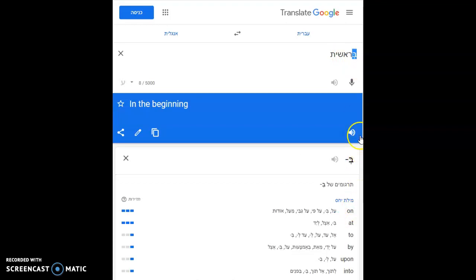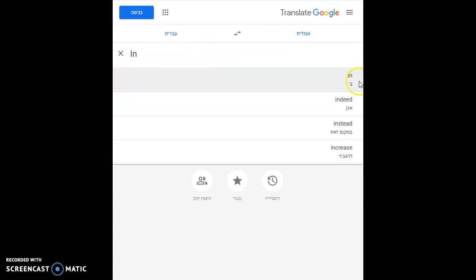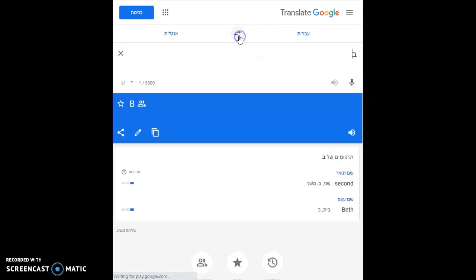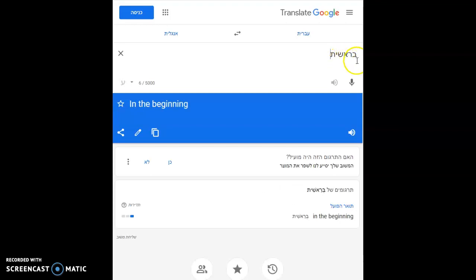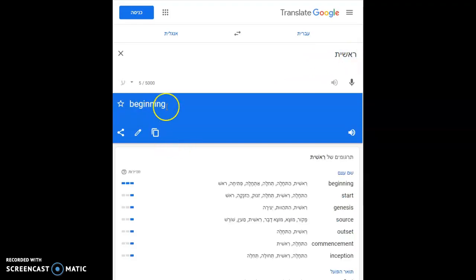Prefix, as you can see over here, is only one letter, can be translated as on, at, to, by, and in our case, it's translated as in or in the. As you can see over here, if I'm doing it the other way around, English to Hebrew, then the word in is translated as only one letter, this letter, be. So in our case, we can understand this prefix was translated as in the. And you can see that if I take it off, I'll be left only with beginning.